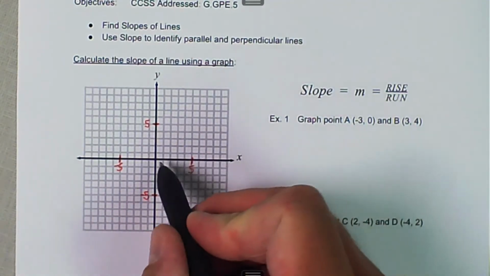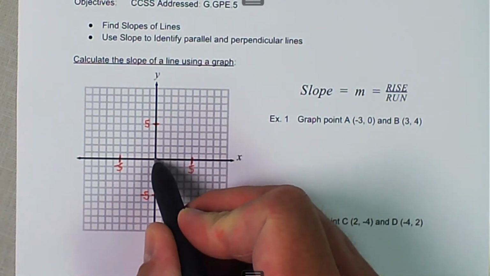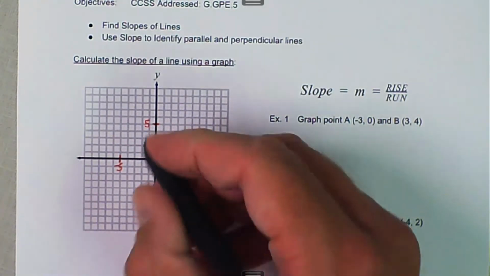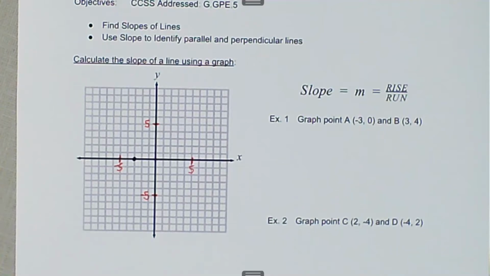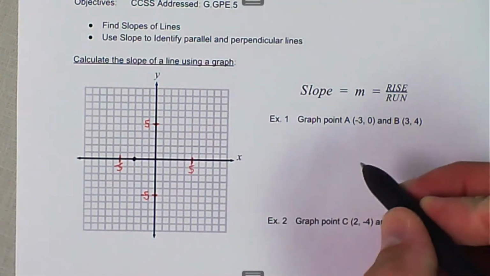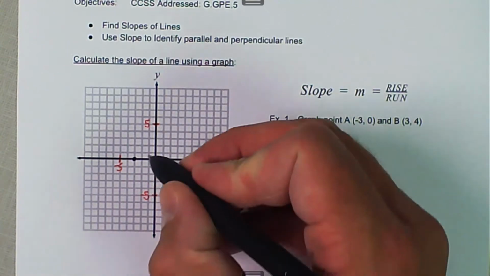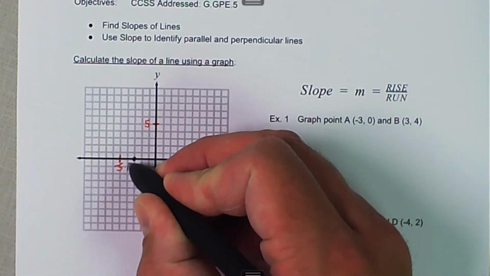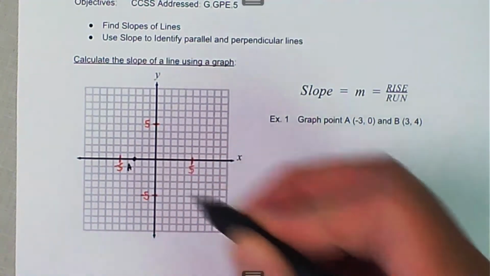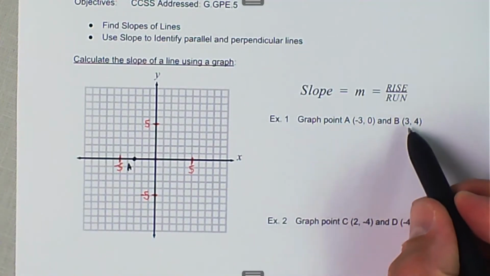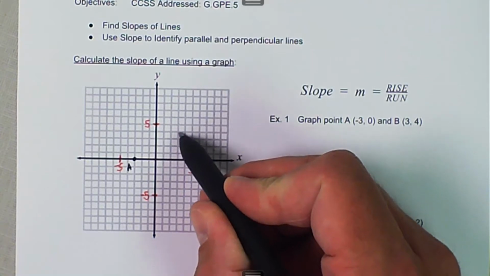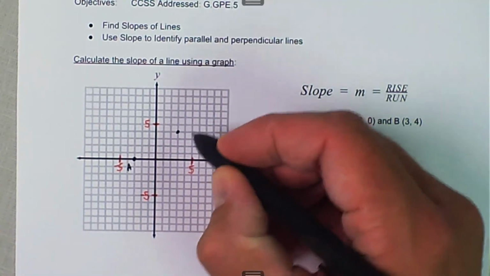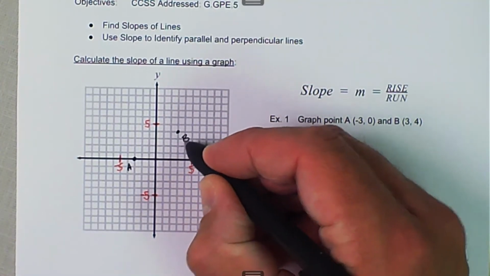So A is negative 3, 0. Remember, we do the x first, so negative 3, 1, 2, 3. Negative 3, 0 is right there. And that's going to be point A. So I'll put point A right there just to mark it. And then B is 3, 4. So over 3, up 4. And that is going to be B.